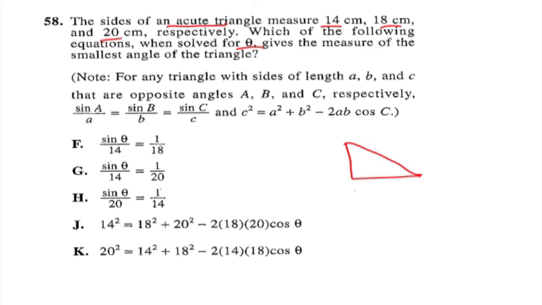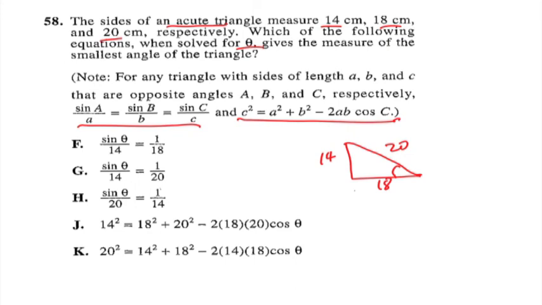Now remember, the angle across from the smallest side, if this is my 14, this is my 18, this is my 20, this angle is going to be the smallest angle. Now, they've given us both sets of information. This is the only problem that I have where they give you an equation you do not use. They have given us the law of cosines, and they have given us the law of sines. You are going to use one of these, but not both of them.